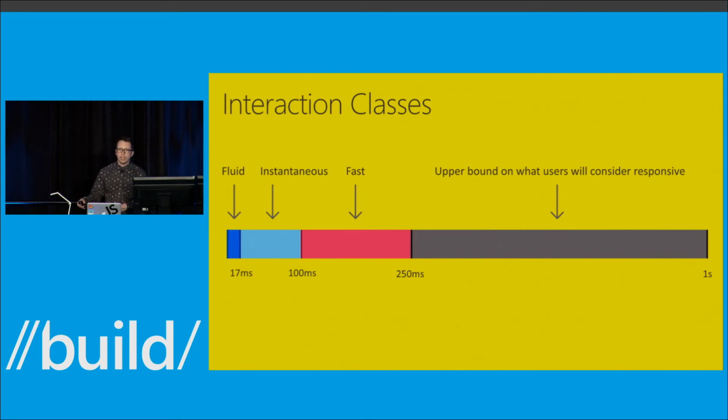One to the right, you've got fast. This would be for macro level interactions that change large parts of your UI. So think about this as a navigation event, if you will. And then everything to the right of that, you better throw up a spinner. This is where things are getting really long, and maybe this is because you've got to make a data call over the wire, or you've got to do some heavy data processing in the background.